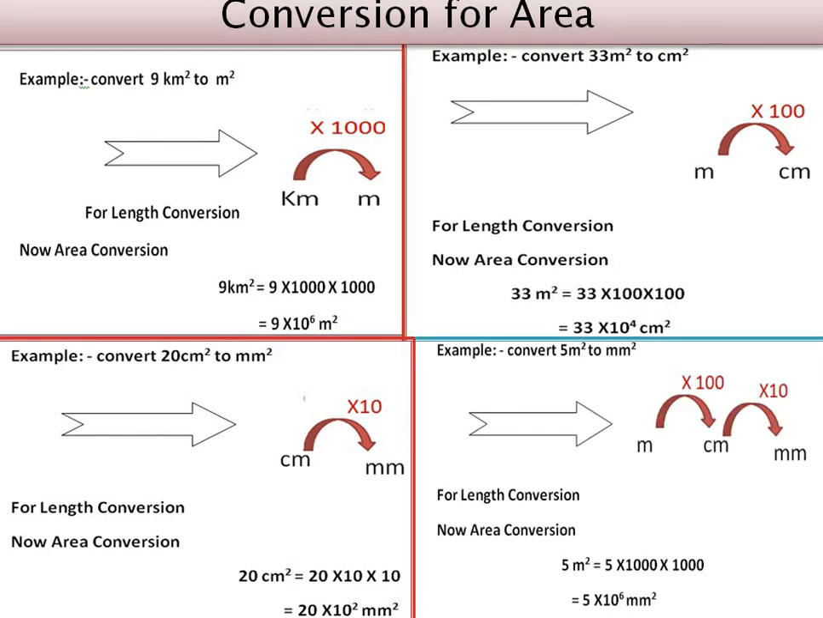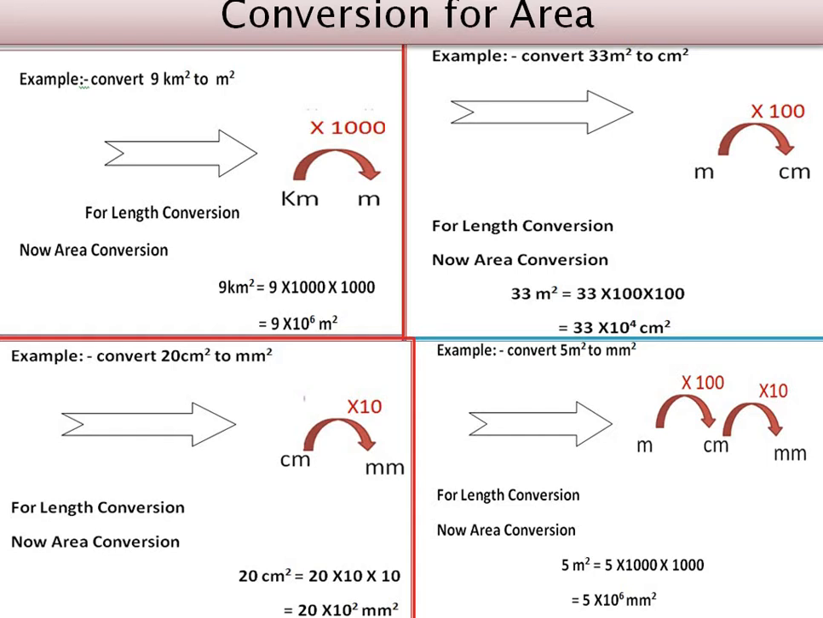And similarly, if I want to convert 5 meter square to mm square, we know that meter into 100 is centimeter, and into 10 is mm. So finally meter will be converted to mm by multiplying by 1000. So 5 meter square equals 5 into 1000 mm into 1000 mm, which is 5 into 10 to power 6 mm square. So this is about the conversion of area from one form to another. 9 kilometer square area is 9 into 10 to power 6 meter square, and 5 meter square area is 5 into 10 to power 6 mm square.